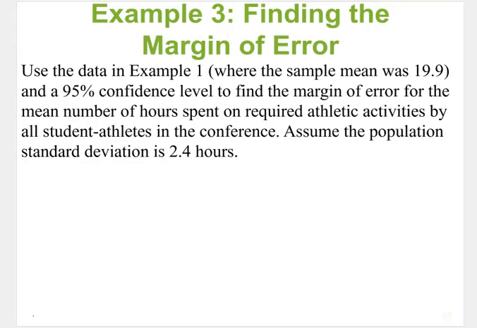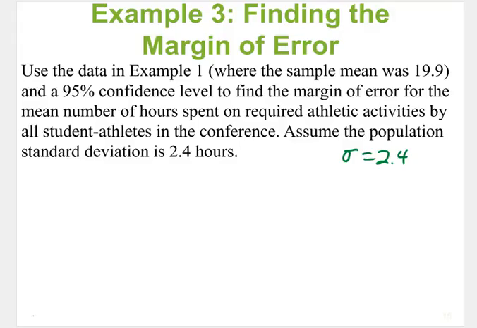So if we look back at that data from example 1 about the student athletes where the mean was 19.9, and we're going to take a 95% confidence level to find the margin of error for the mean number of hours spent on required athletic activities by all these student athletes in the conference. Okay, and it says assume the population standard deviation is 2.4. So I'm going to write down all the information that this problem gave me. The first thing I know is it gave me the sigma, right? My sigma was 2.4.